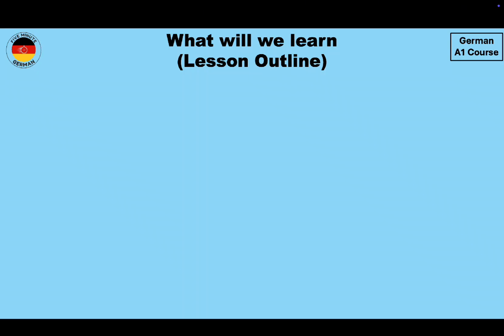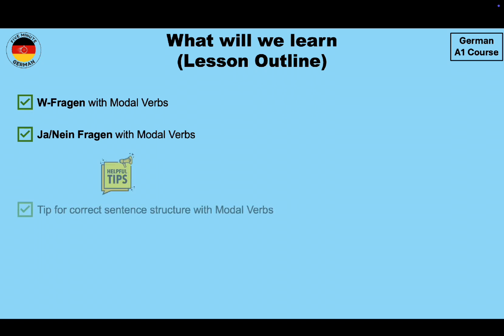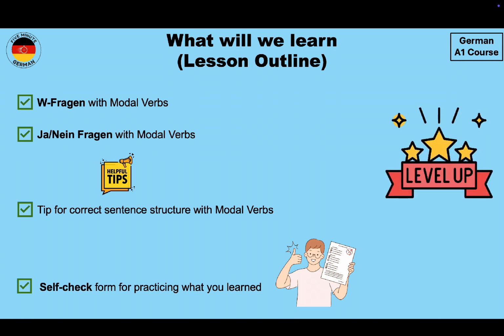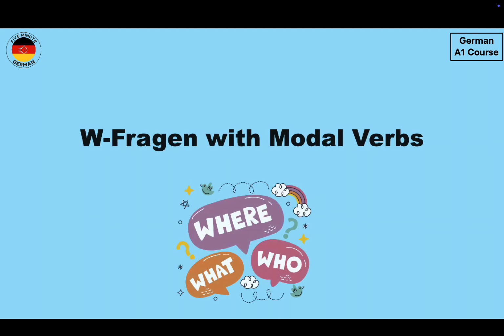So we will start by taking a look at W-fragen with modal verbs. After that, we will take a look at the Ja, Nein Fragen with modal verbs, and then in the helpful tip sections, I will tell you a tip for remembering the correct sentence structure with modal verbs. And at the end, I will give you a self-check form for practicing what you have learned in this lesson. So are you ready to level up your German? I know you are. So let's start with W-fragen with modal verbs.